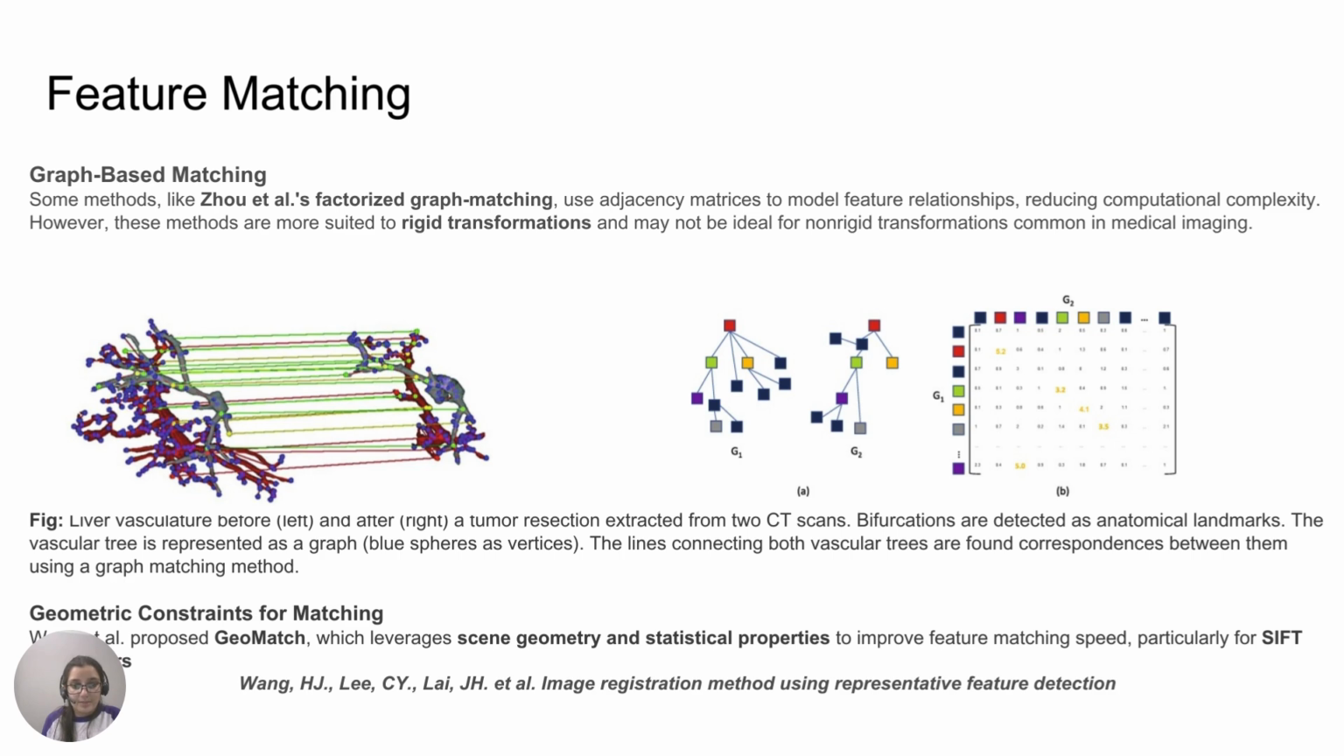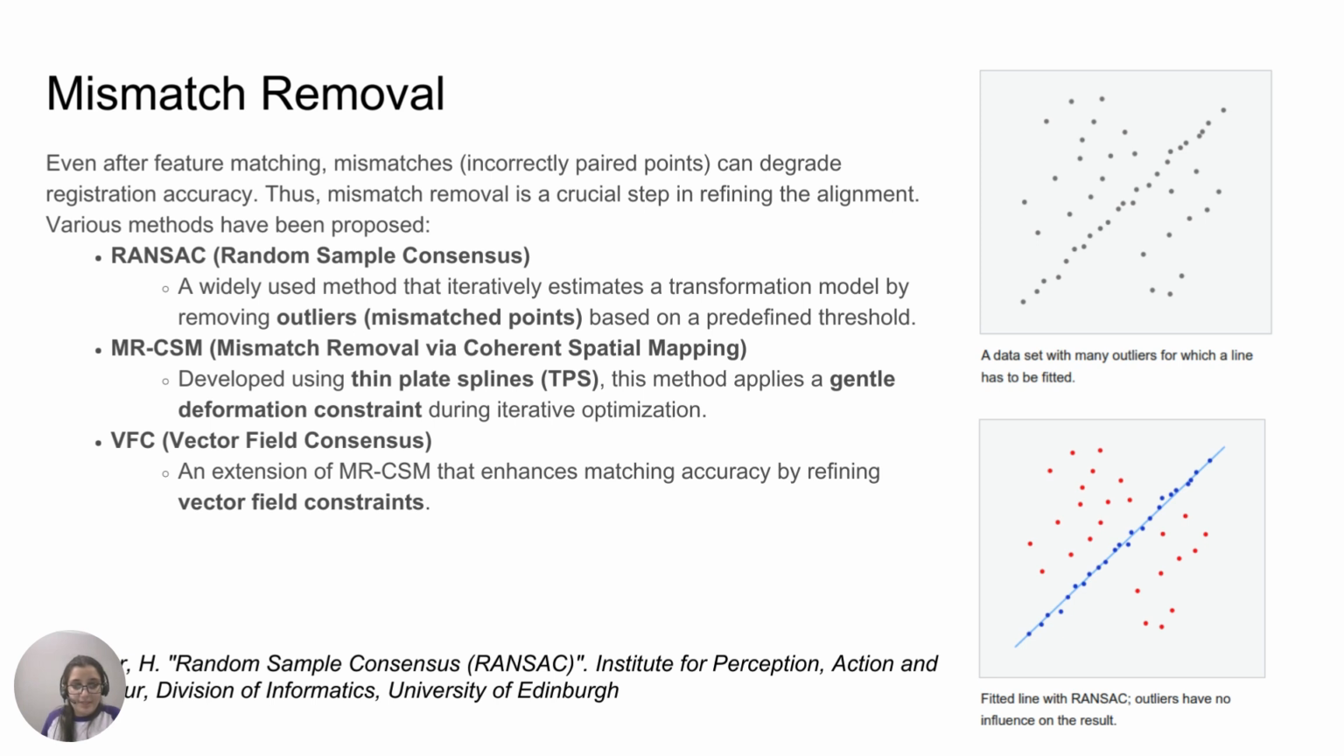So, in this paper, Zhao et al.'s approach is factorized graph matching, which decomposes the adjacency matrix into submatrices to reduce the computational complexity. This technique speeds up the feature relationship modeling and makes matching more efficient. It works best for rigid transformation, not ideal for applications involving non-rigid transformation like tissue deformations. So there were some advances like GeoMatch by Wang et al. GeoMatch is a feature matching technique that enhances the accuracy and speed by incorporating scene geometry constraints and statistical analysis.